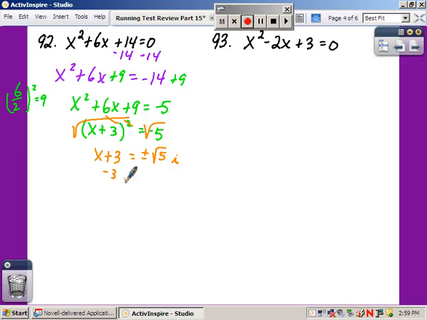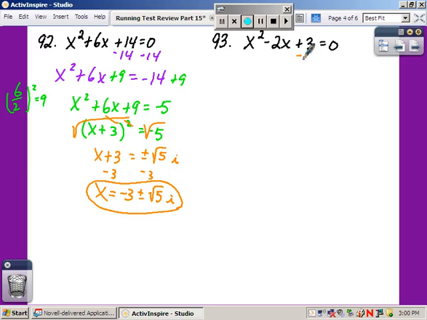I'm going to finish by writing subtract 3. Again, that number gets written first, plus or minus the square root of 5i. This time we get a complex root with both real and imaginary parts. But otherwise the process is very much the same.